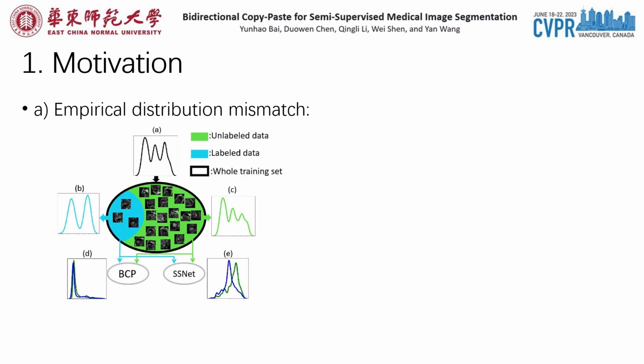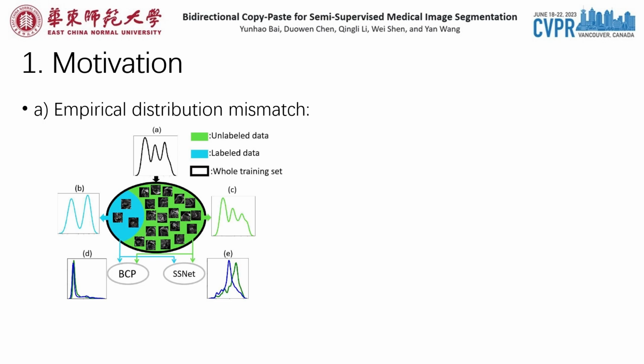Let's use this figure to illustrate. The curve graphs in this figure are all kernel density estimates used to describe data distributions. Figure A shows the distribution of the entire dataset, Figure B shows the distribution of labeled data only, and Figure C shows the distribution of unlabeled data.